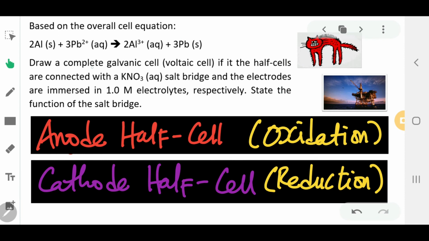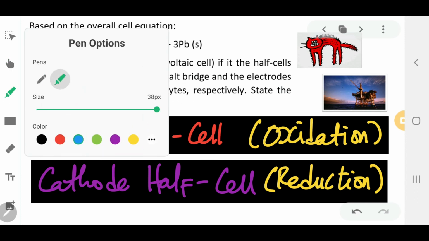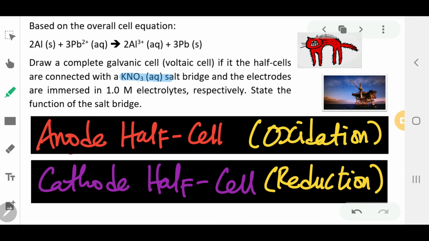Let's try another question over here. This one is a little bit not so direct a kind of question. It gives you an overall cell reaction, and it wants you to draw a complete galvanic cell, voltaic cell, if the half cells are connected with this salt bridge. You have another type of salt bridge, and the electrodes are immersed in 1.0 molar electrolytes respectively. And we need to state the function of the salt bridge.